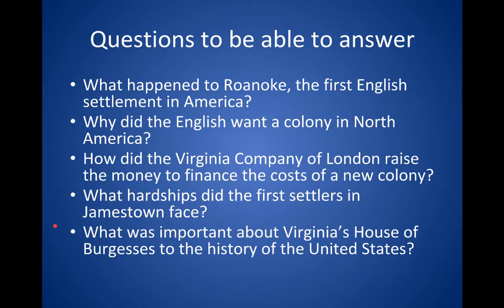Next, what was important about Virginia's House of Burgesses to the history of the United States? So we talked about how the coming of tobacco was really important to the history of the United States, and it had an effect on how the rest of U.S. history fell into place. Also, this House of Burgesses was really important to the rest of U.S. history. Okay, so keep an eye out for that. What was important about Virginia's House of Burgesses to the history of the United States?